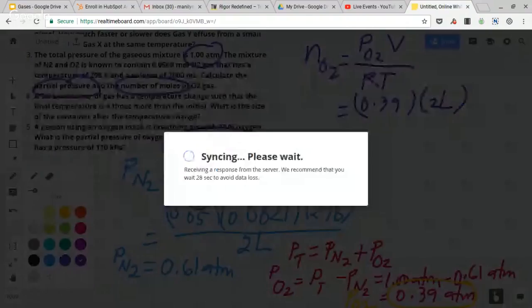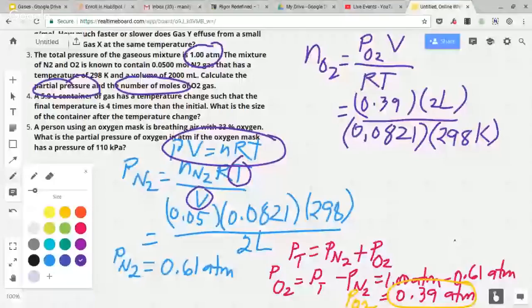R is 0.0821, and the temperature is 298 Kelvin. This happens if the internet is kind of slow, so it limits my live stream. I hope you're hearing me because of that. Okay, so 0.39 times 2 divided by the product of R, 0.0821 times 298 Kelvin.